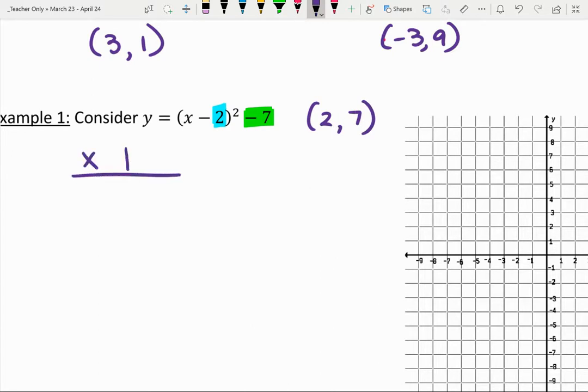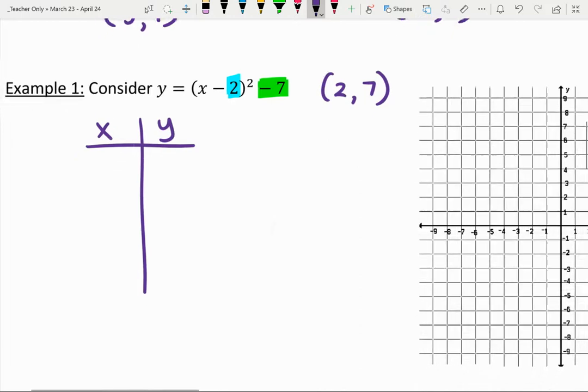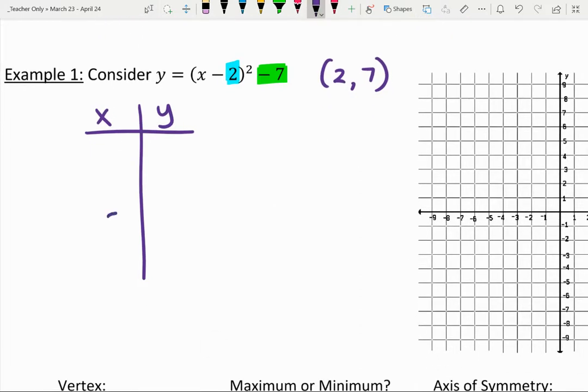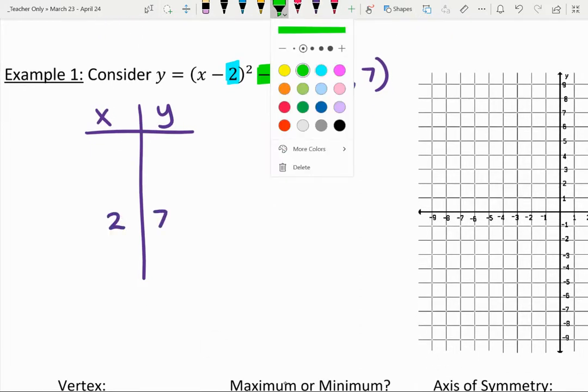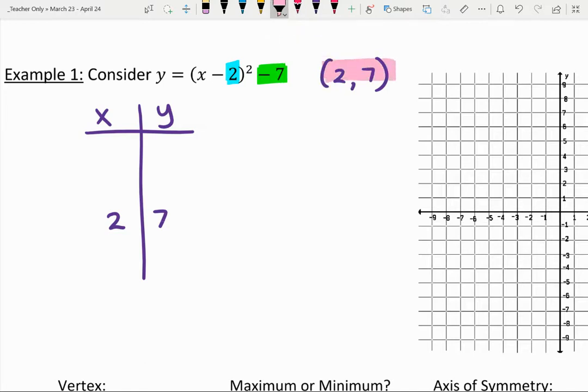So I'm going to start by making a table, and I'm going to put my vertex right here in the center of my table because I know that a parabola, a quadratic function, is symmetric around the vertex. And then I'm going to pick some other x values around that. So 1, 3, 0, 4, and then maybe just in case I need it, I will go back to negative 1 and 5.